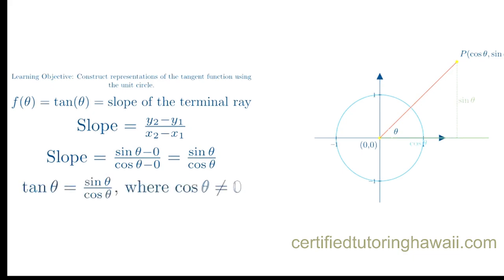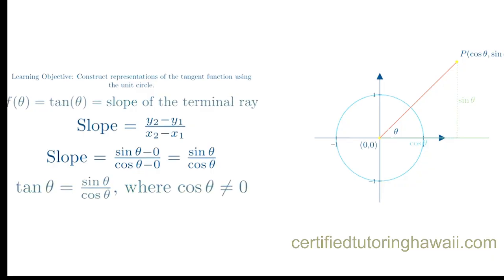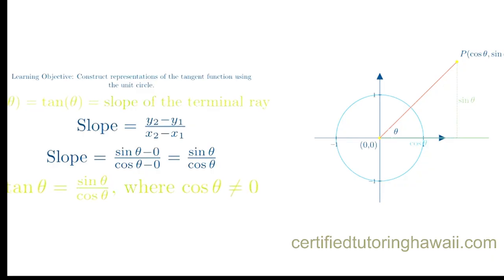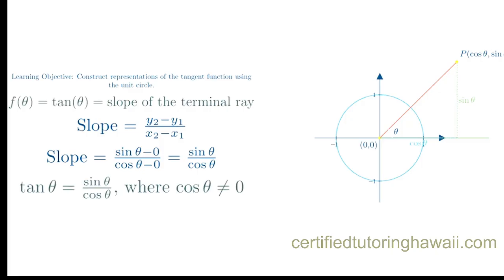This gives us a second, very important definition. Tangent of theta is equal to sine of theta divided by cosine of theta. This relationship is true as long as cosine of theta is not 0, because we can't divide by 0. So, to recap, tan theta is the slope of the terminal ray, and it's calculated as sine theta over cosine theta.